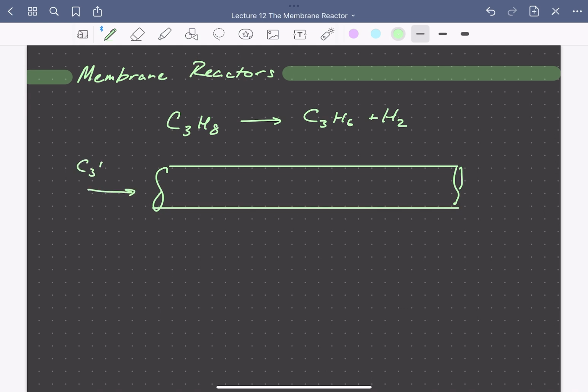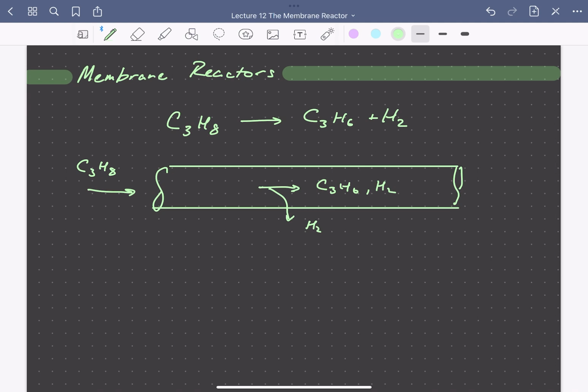So let's say I'm feeding here pure propane. So in my reaction mixture, I'm going to have some propene and some hydrogen. And so if my walls were coated with a membrane selectively permeable to hydrogen, I could remove it, therefore reducing its concentration and shifting the equilibrium further towards the product side.